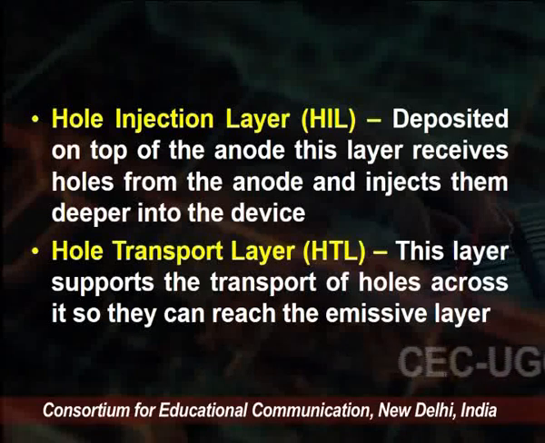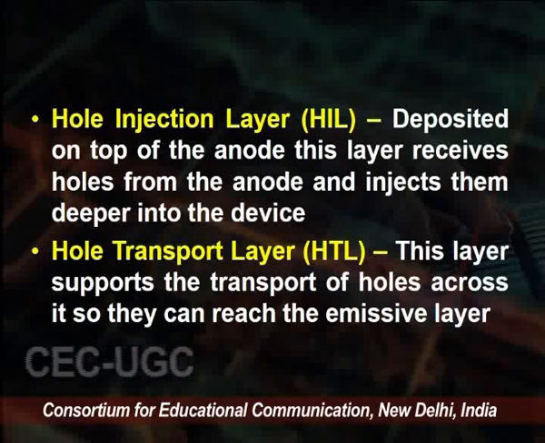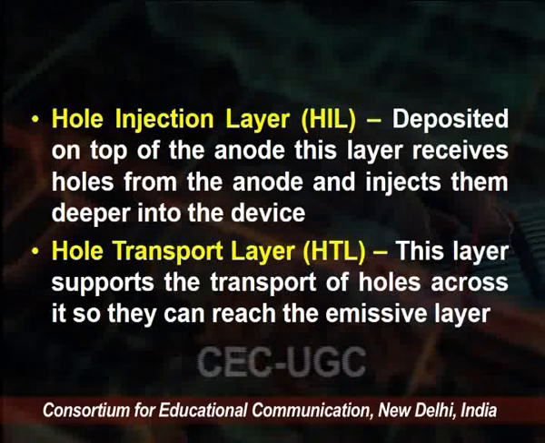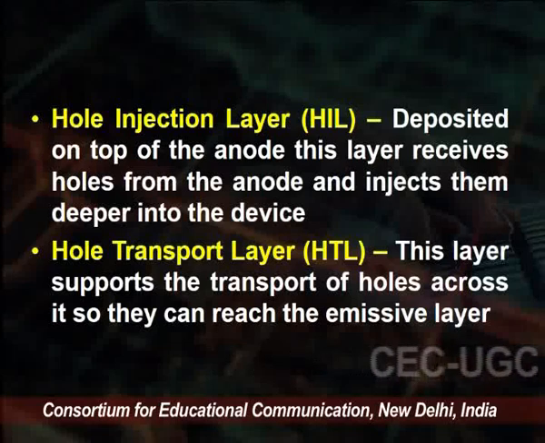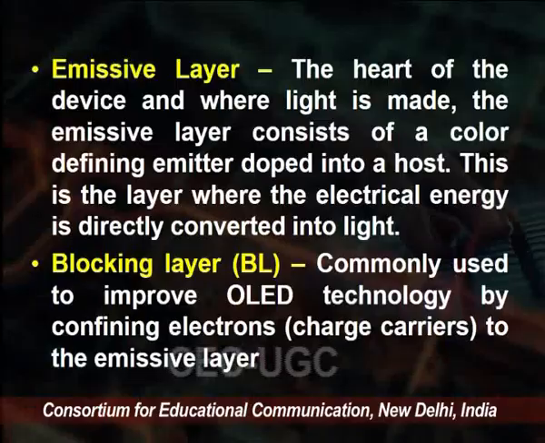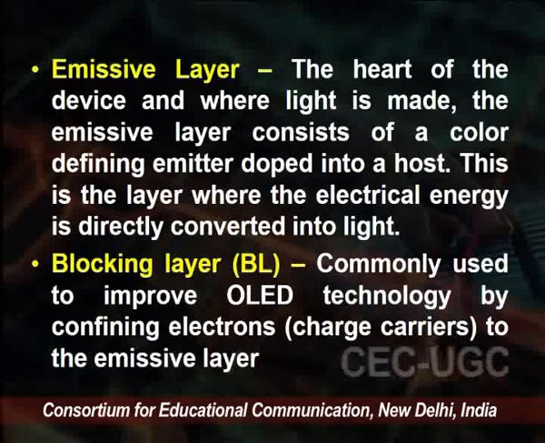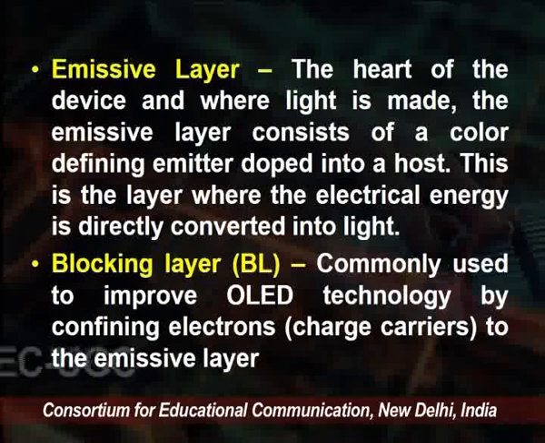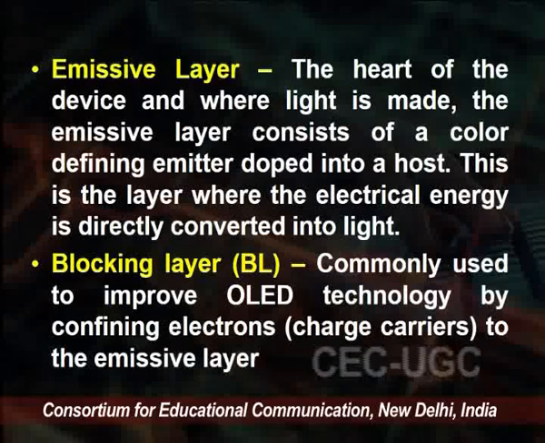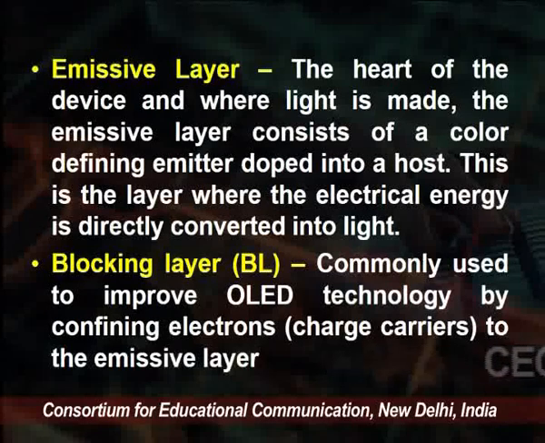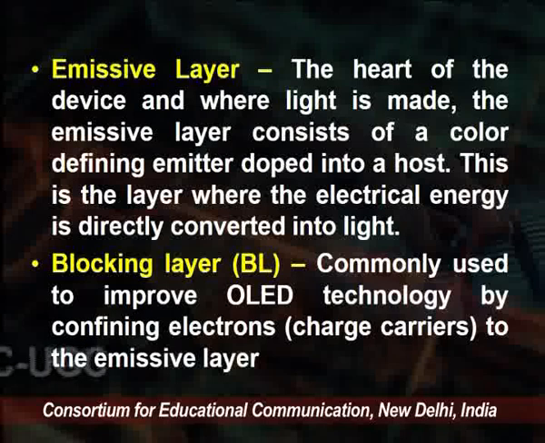Next is the hole transport layer, and this layer supports the transport of the holes across so they can reach the emissive layer. Now, what is this emissive layer? This is basically the heart of the device where the light is made. The emissive layer consists of a color defining emitter doped into a host, and this is the layer where the electrical energy is directly converted into light and we get the output.